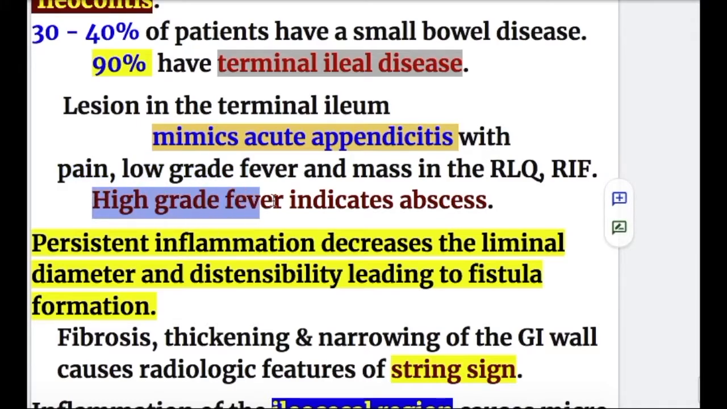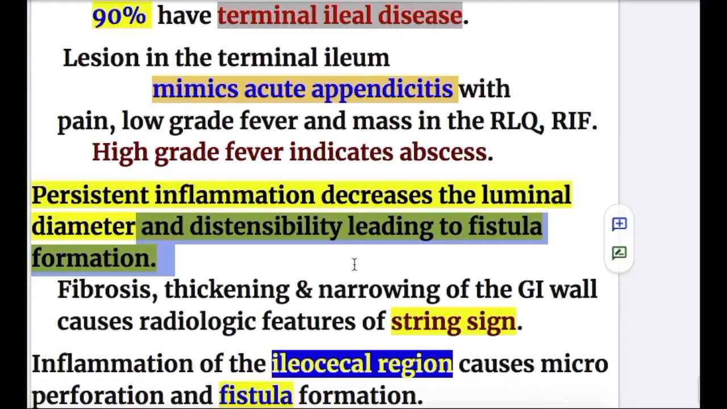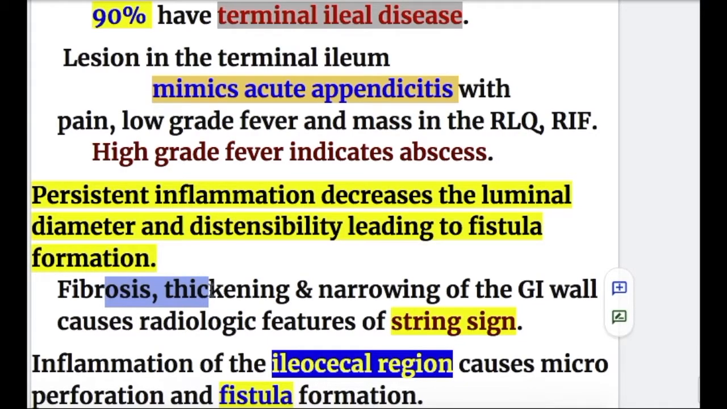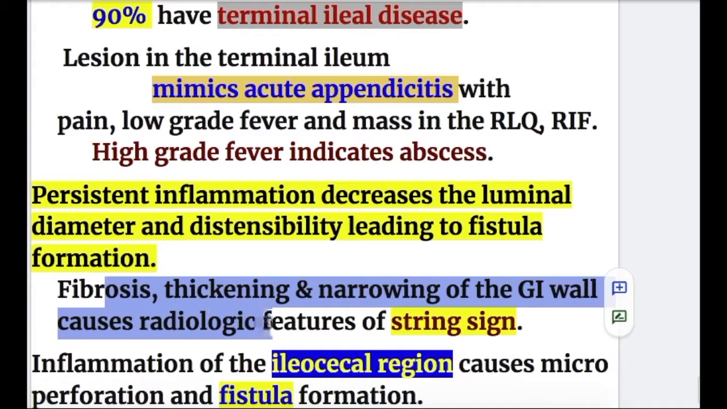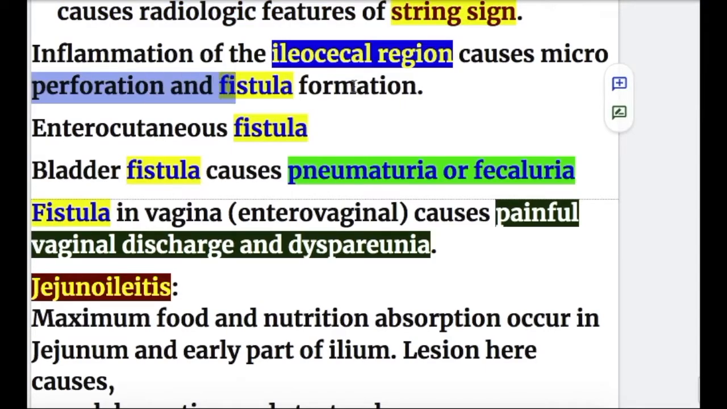If the fever is high, then it indicates abscess formation. Persistent inflammation decreases the luminal diameter and distensibility, which leads to fistula formation. So first there is decrease in lumen diameter and distensibility, and then fistula formation. Fibrosis, thickening and narrowing of the GI wall causes the radiologic feature of string sign. Inflammation of the ileocecal region causes microperfusion and fistula formation.